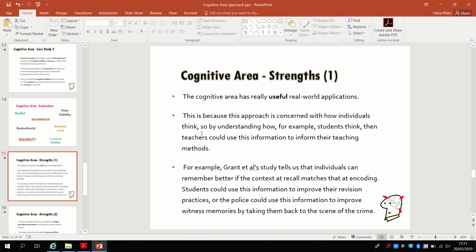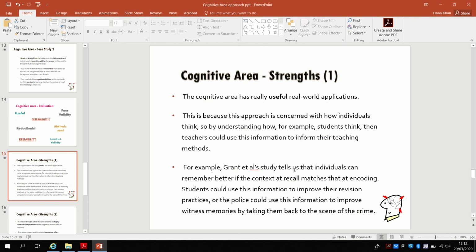So we move on to the strengths and weaknesses of the cognitive area. Now, our strengths and weaknesses, you have to copy these in, please. One of the strengths is that the cognitive area is very useful because it has real-world applications. For example, this is because the approach is concerned with how individuals think, and so by understanding how they think, teachers could use this information to inform their teaching methods.